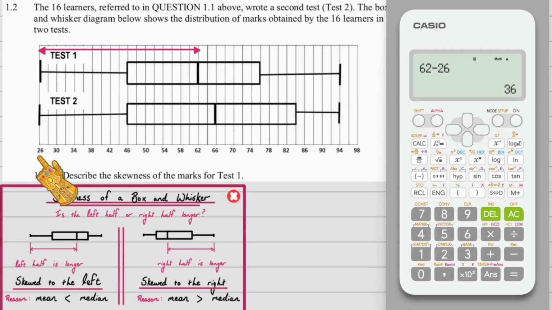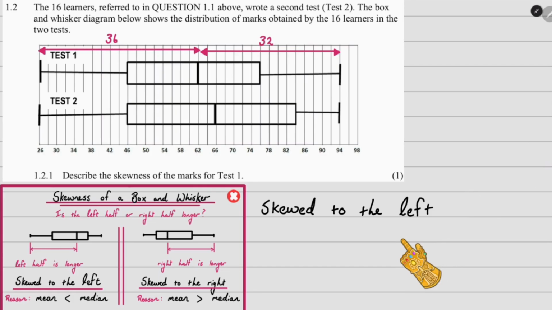Okay, so the left half spans from 26 to 62, and the length of that will be 36. You just say the big one minus the small one to get the length. And the length of the right hand side, if I say the big one minus the small one, I get 32. So we can see the left hand side is slightly longer, which means that the data in test 1 is skewed to the left. Okay, and then your 1 mark purely just comes from that word there, left. You can also say negatively skewed, but I like knowing it's to the left so you can see it more visually.